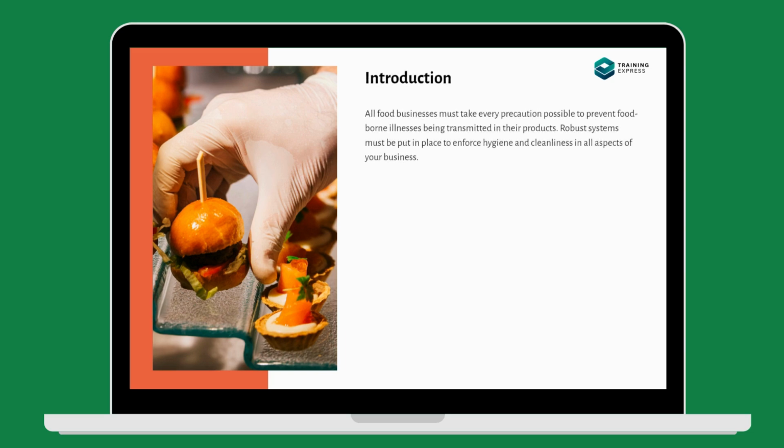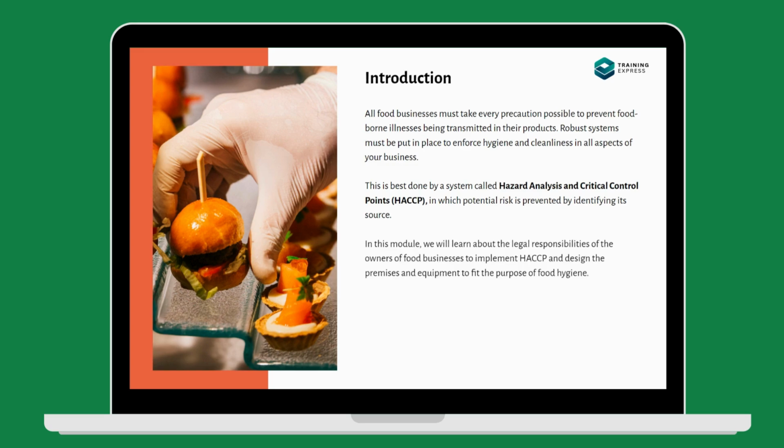Introduction. All food businesses must take every precaution possible to prevent foodborne illnesses being transmitted in their products. Robust systems must be in place to enforce hygiene and cleanliness in all aspects of your business. This is best done by a system called Hazard Analysis and Critical Control Points, HACCP, in which potential risk is prevented by identifying its source.